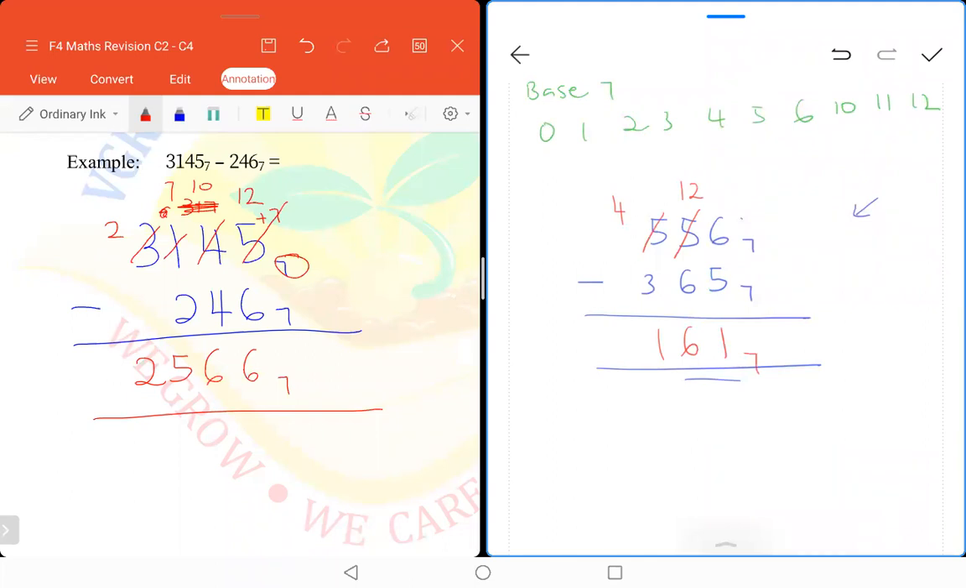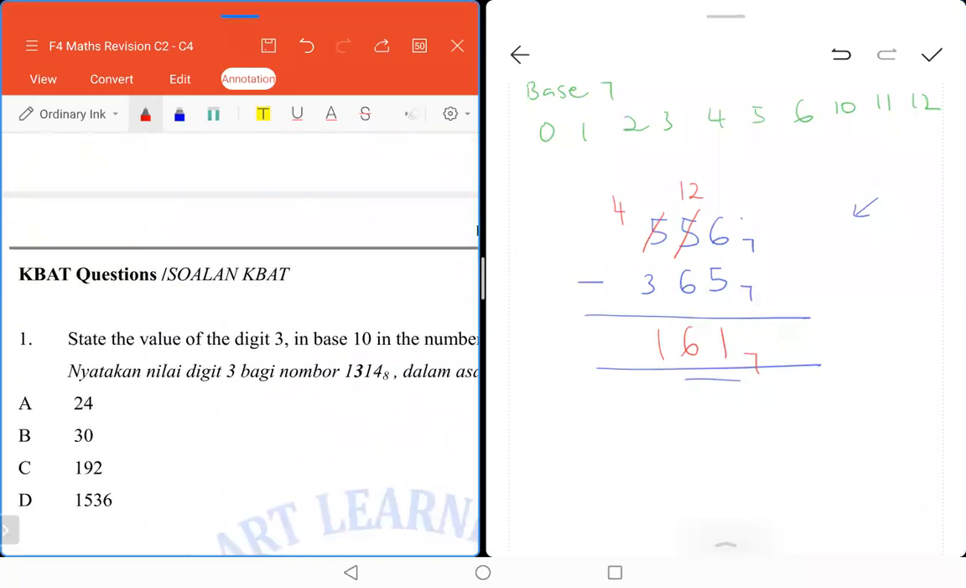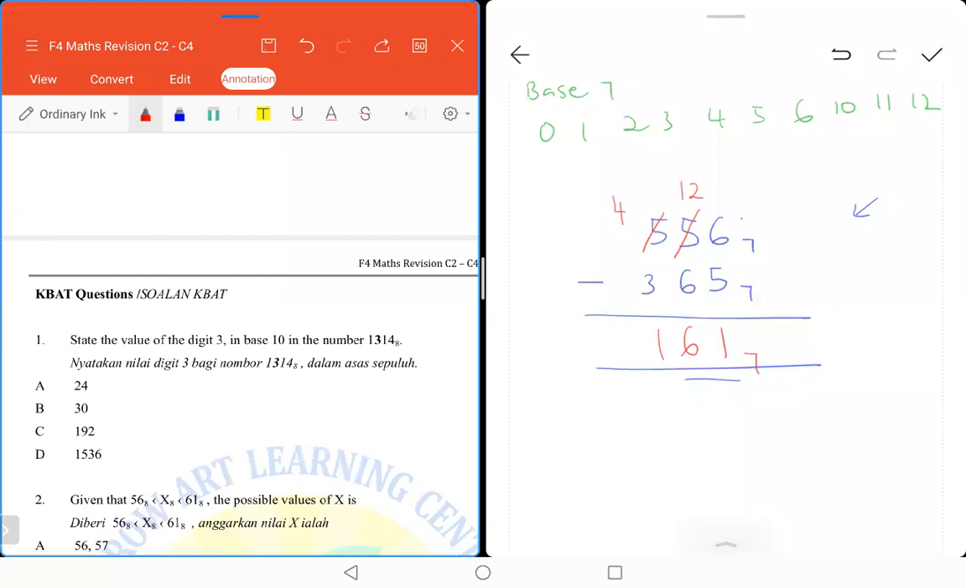So this is the last part for chapter 2. It's pretty easy, right? So this part you get it clear, then you will be mastering this chapter in 80 to 90% already. So let's go to KBAT questions now. I believe we can do the simple one, but we try the challenging one. Okay, number 1.